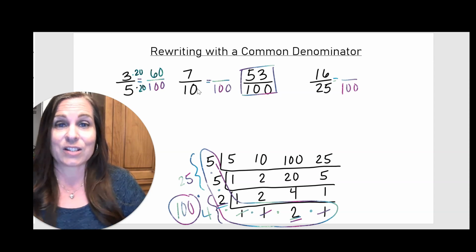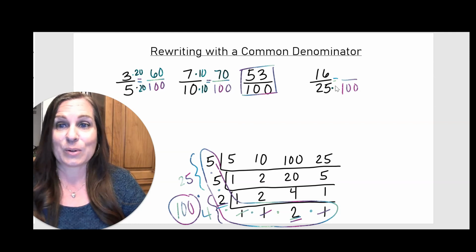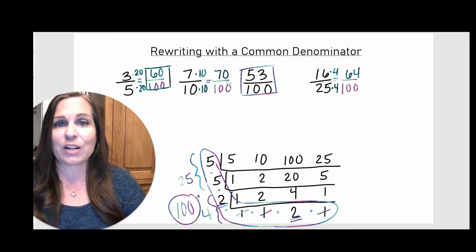Let's look at the next fraction. 10 times what is 100? 10 times 10. So I multiply by 10 on top. And the last fraction, 25 times what is 100? 25 times 4. So I have to multiply by 4 on top. And that gives me 64. Now I've rewritten all of my fractions with a common denominator of 100.